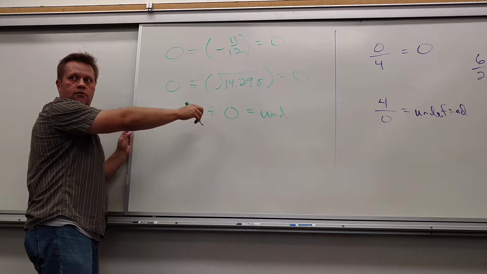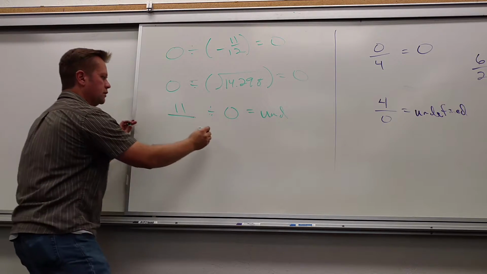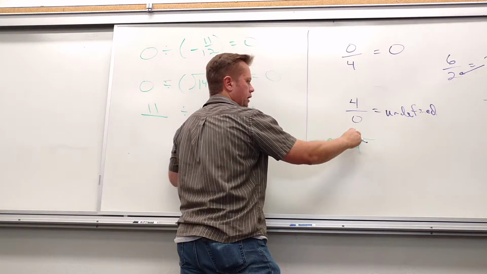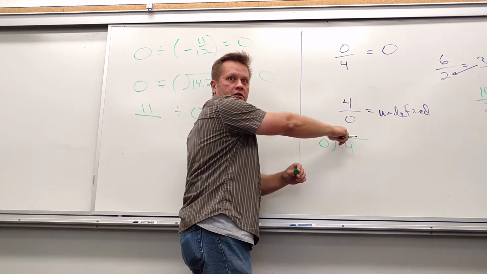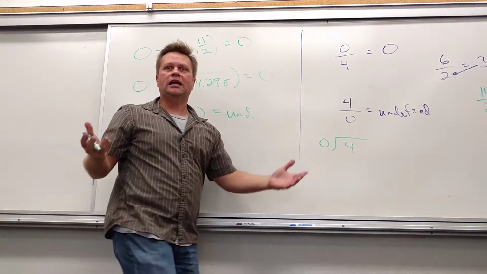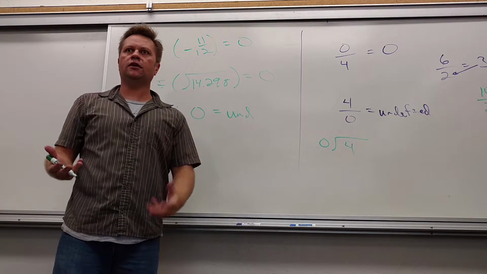Because 0 can't be divided into a number, exactly. Watch this. Try to do what that says by hand. 0 into 4. What number do you put here? 4? 0 times what is 4? I can't even start it. Do you see that? I can't even start it.